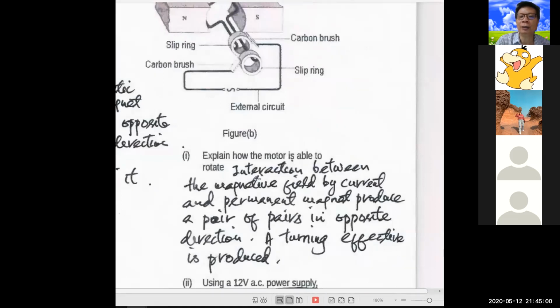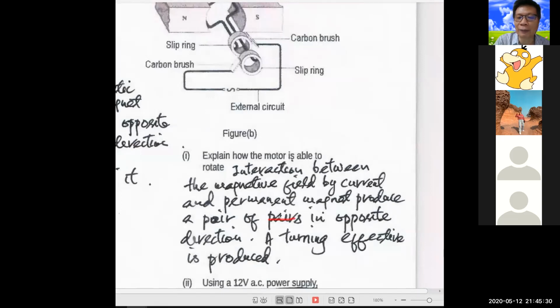Interaction between the magnetic field by current and the permanent magnet. I told you many times already, there are two magnetic fields. One magnetic field comes from the current. The other magnetic field comes from the permanent magnet. So interaction between the two magnetic fields, right? Magnetic field by current and permanent magnet produce a pair of force. Okay, this is wrong already.